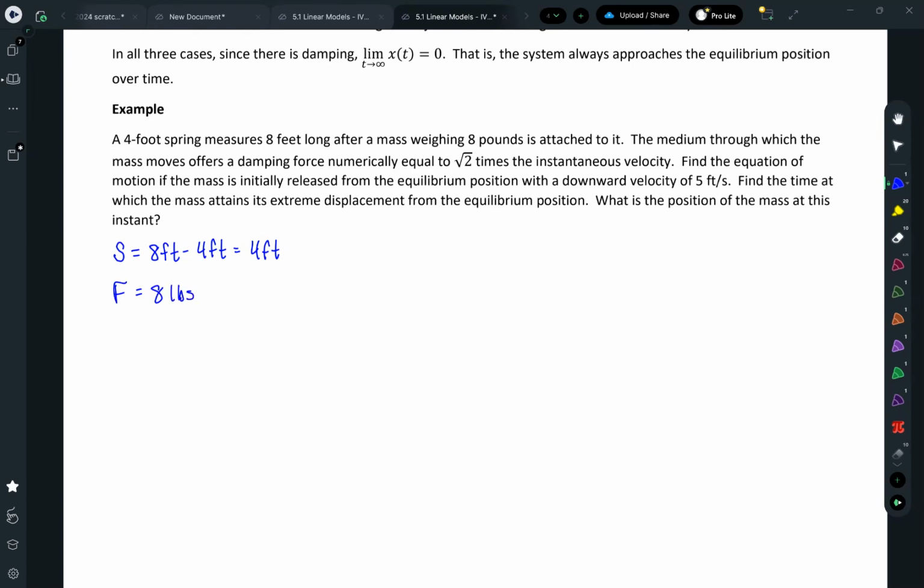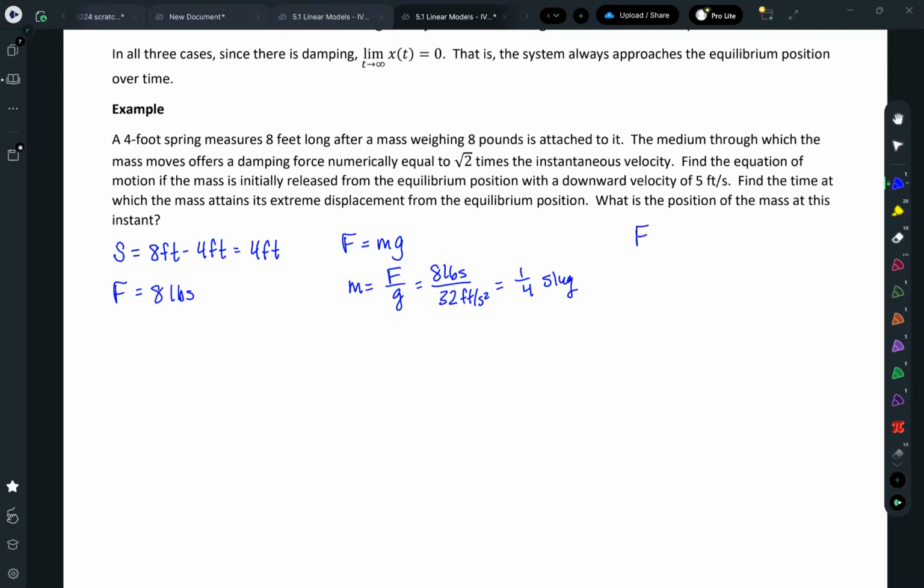And this is very similar to what we did in the previous problem where we're given F and S and we need to find M and K. So we do the same thing. We have F equals mg, right? And we need to know the mass. So we're going to take the force and divide it by the gravitational constant. The force is 8 pounds. The gravitational constant is 32 feet per second squared. This simplifies to be 1/4 of a slug.